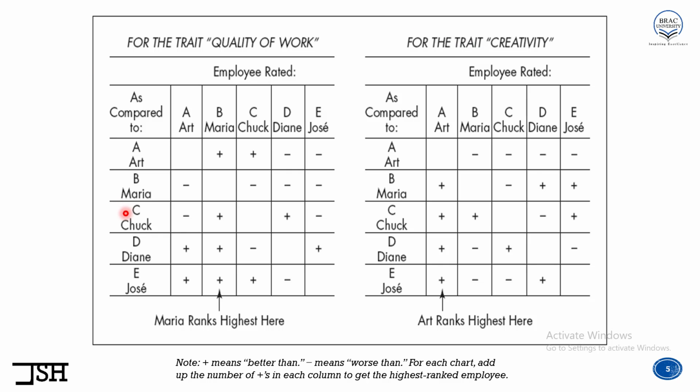Now if we take a look at the left hand side, let's check who has the highest number of pluses here. So employee A or Art has 1, 2 pluses. Employee B or Maria has 1, 2, 3, 4 pluses. Employee C has 1 and 2 pluses. D has 1 plus and E has 1 plus. So as we can easily see, Maria or employee B has the highest number of pluses. And that's why she is the best performer in terms of quality of work among all the employees. So again, that is how we use paired comparison method.